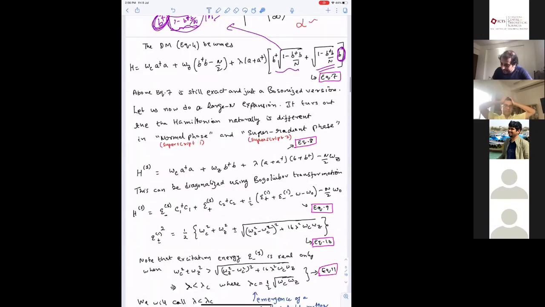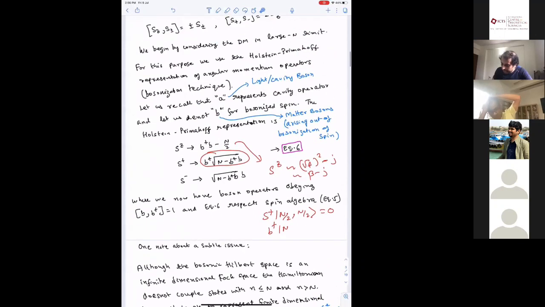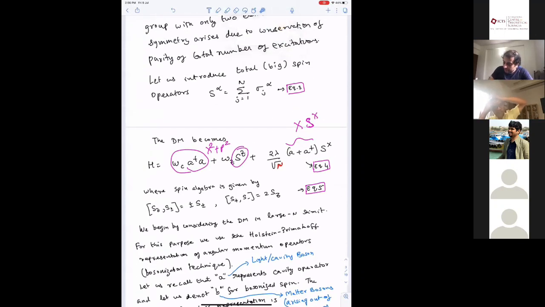So you see, the decay model is slightly non-trivial, meaning that the way it is written here, it is clear that something like a dagger a plus sz, the excitation number, is not conserved. That's clear, because of these so-called counter-rotating terms: you have terms like a dagger s plus and a s minus. So you can flip a spin and introduce a photon together. You can create both of them in pairs.